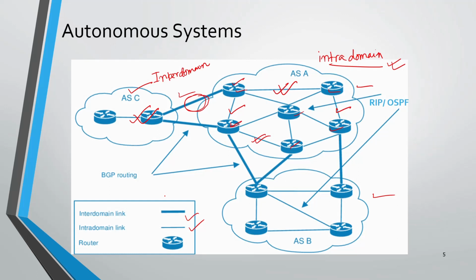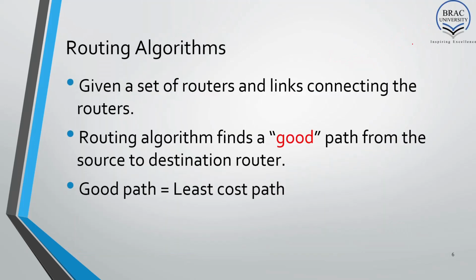For intra-domain routing, we will cover two types of routing algorithm. One is distance vector routing and another one is link state routing. Both types of routing algorithms have some advantages and disadvantages. We will look into the details one after another. Basically, a routing algorithm computes the shortest path from the source to the destination. Shortest path means the good path from source to destination. The path which has the least cost, we indicate as a good path.